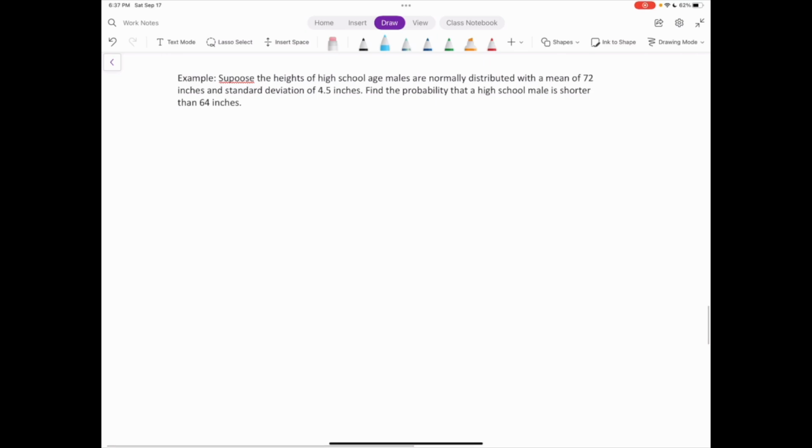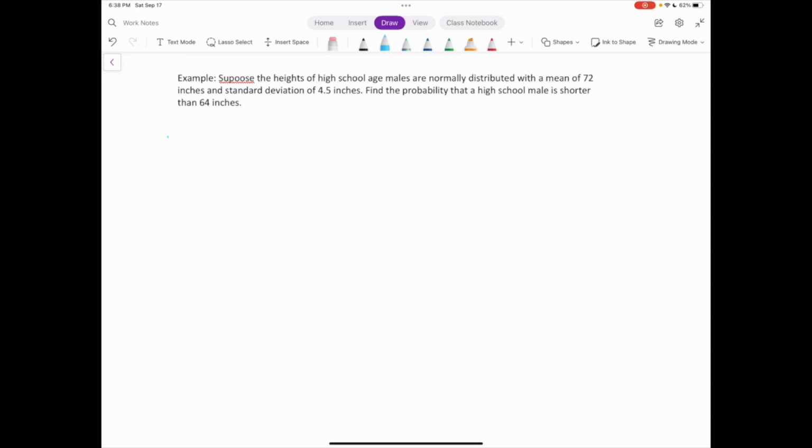For example, suppose the heights of high school age males are normally distributed with a mean of 72 inches and a standard deviation of 4.5 inches. Find the probability that a high school male is shorter than 64 inches. Okay. So what we have here is a normal distribution, but it's not the Z distribution. So there's actually two ways we could go about doing this.